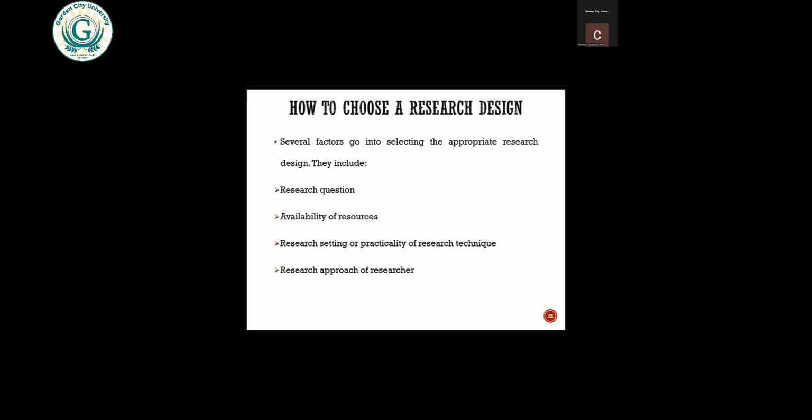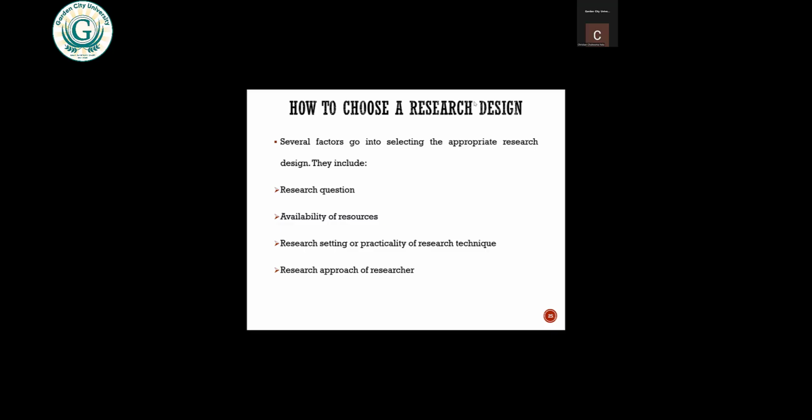If you are going to collect data from where addicts are, you would not go there carrying your bunch of papers for who to fill. Who will be filling your questionnaires for you in the tinker yard? Nobody will be filling it. At such a place, you would rather be using a qualitative type of data, or a qualitative type of research. So the research setting and the practicality of the research can also shape the type of research design you choose.